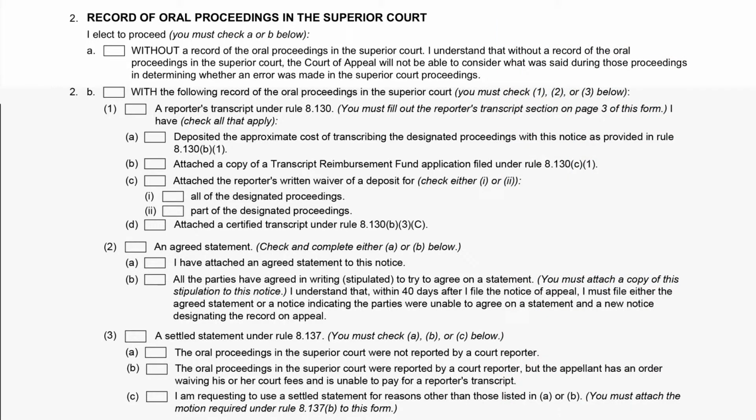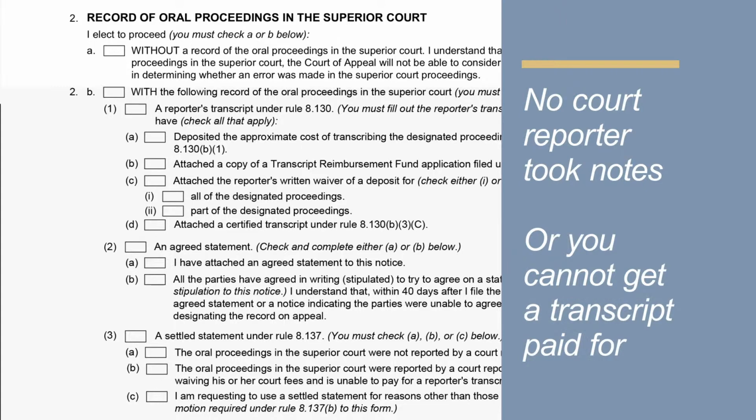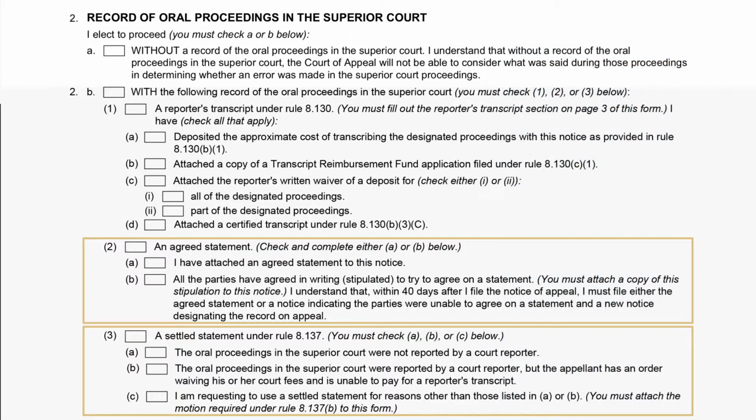If there were oral proceedings but no court reporter took notes, or if you cannot get a transcript paid for by the Transcript Reimbursement Fund, you may need an agreed statement or a settled statement. In this case, you would check box B2 or box B3. You can learn about agreed and settled statements in another video on this website.